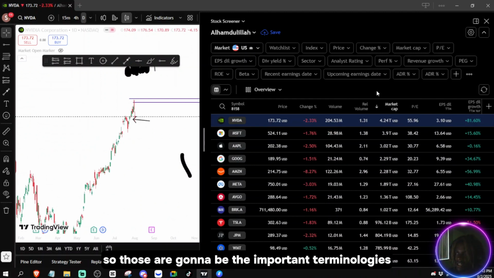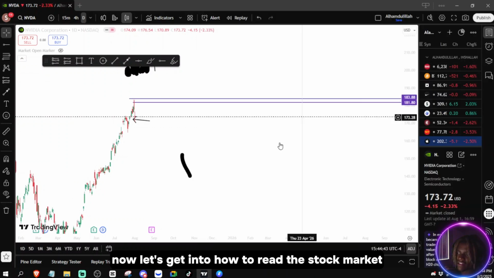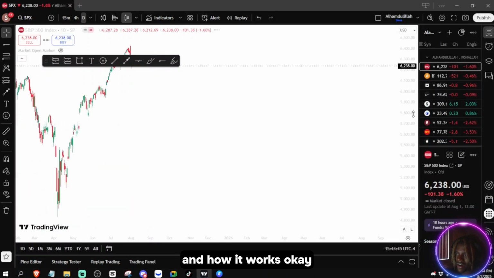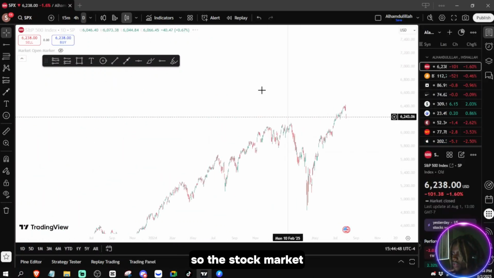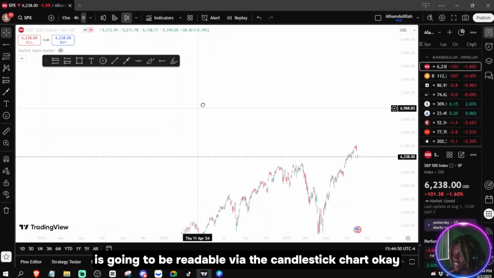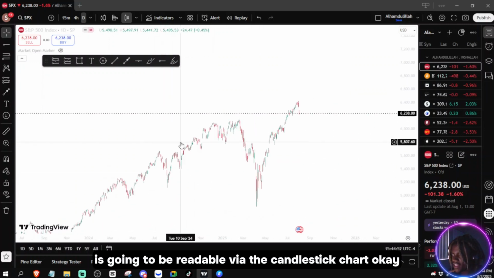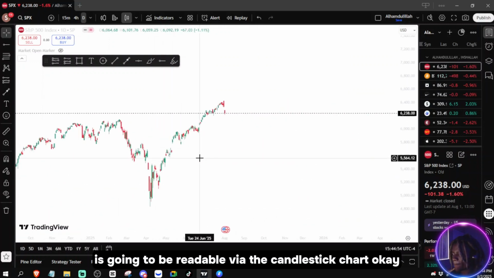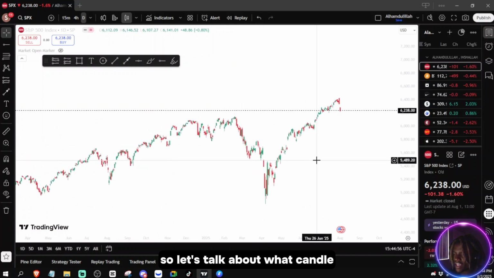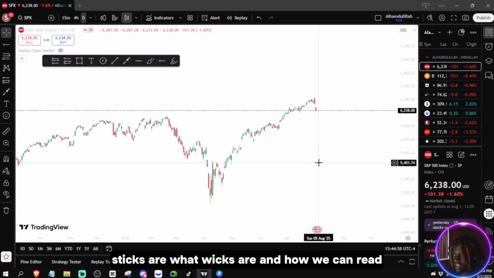So those are going to be the important terminologies for the stock market. Now we know what indexes are, what volume is, and what price is. Now let's get into how to read the stock market and how it works. The stock market is readable via the candlestick chart. So let's talk about what candlesticks are, what wicks are, and how we can read them.